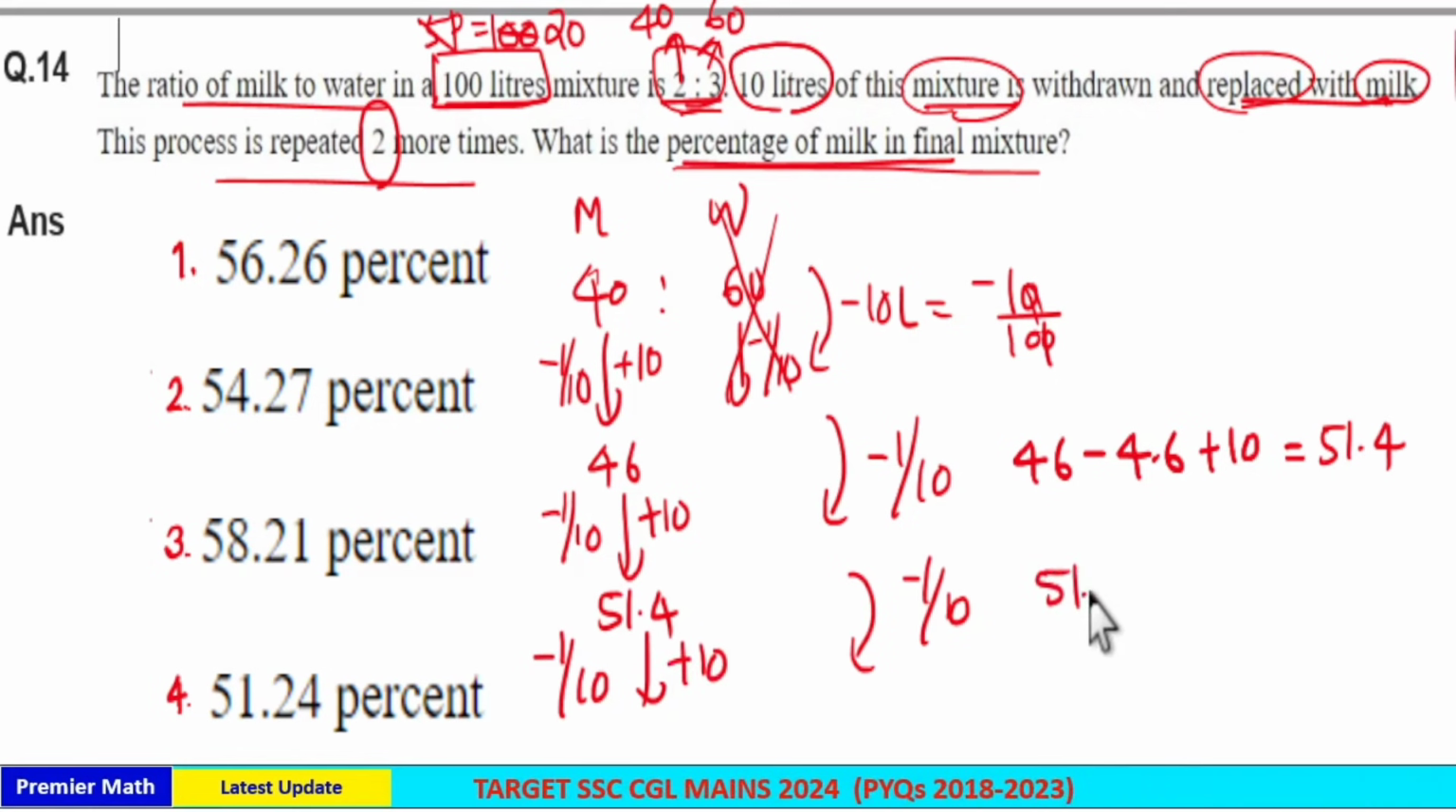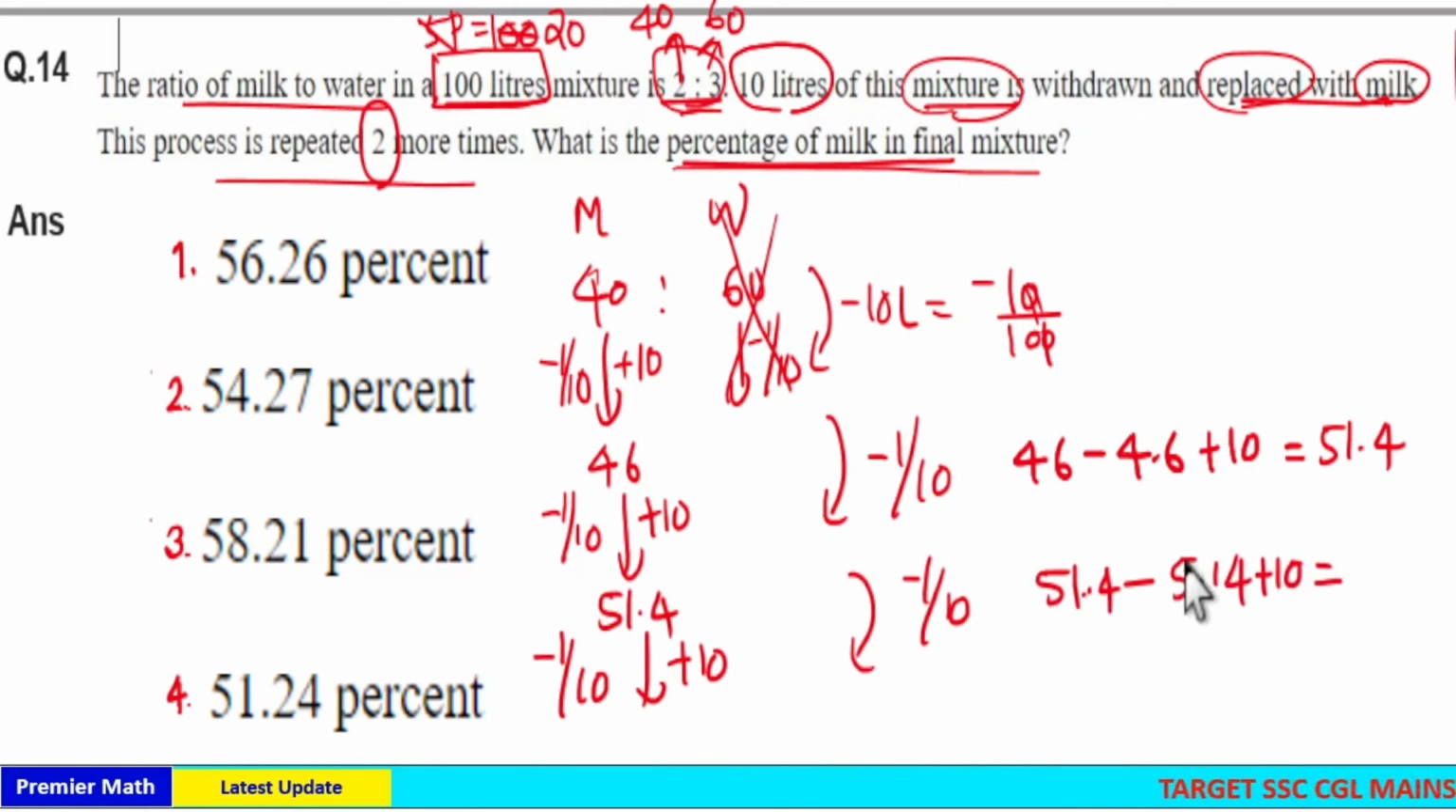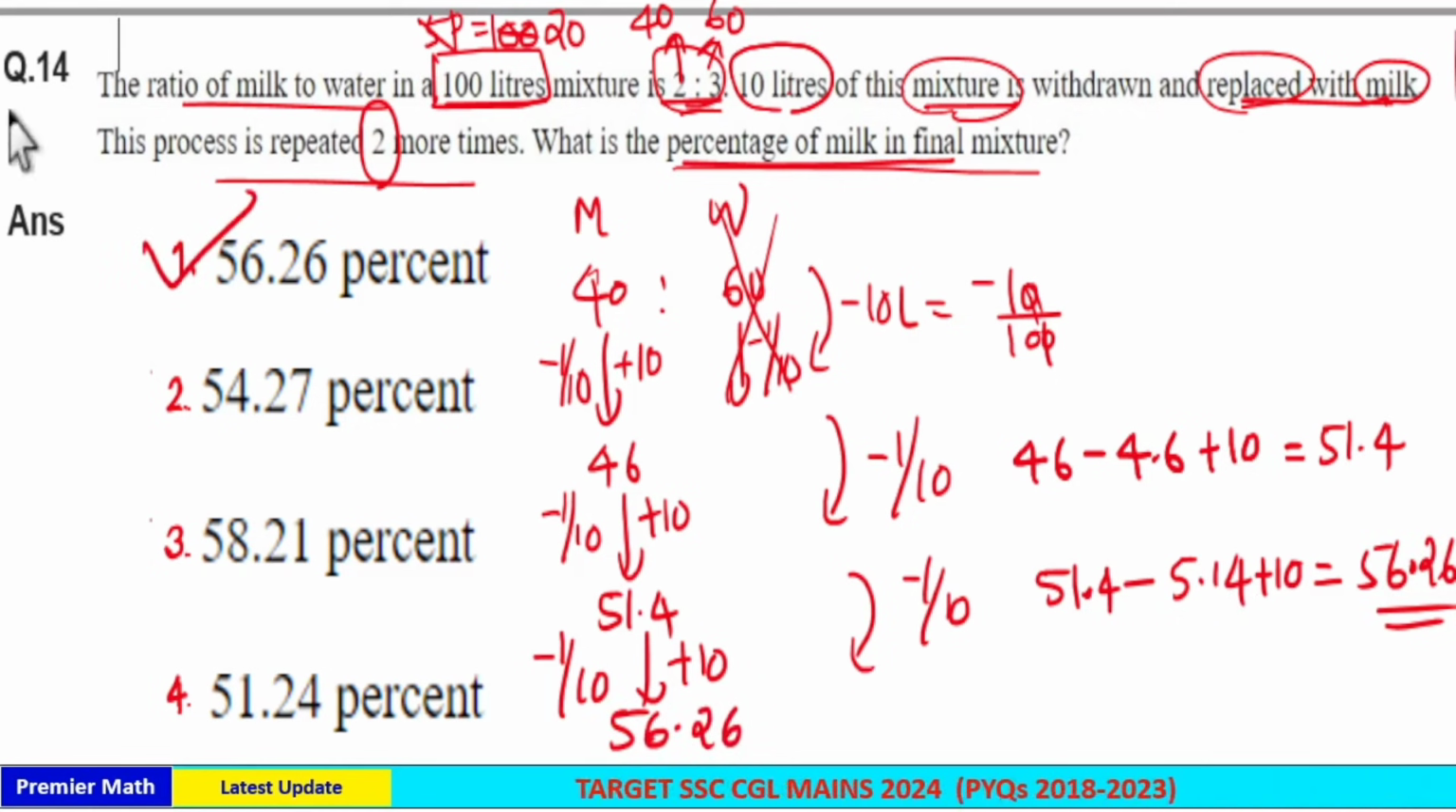So 51.4 minus 1 by 10 of 51.4 is 5.14. Again, you are adding 10 liter. So 51 plus 10 is 61. 61 minus 5 is 56. Now 0.4 minus 0.14. That is 40 minus 14 is equal to 26. So 56.26. Option 1 is your answer.